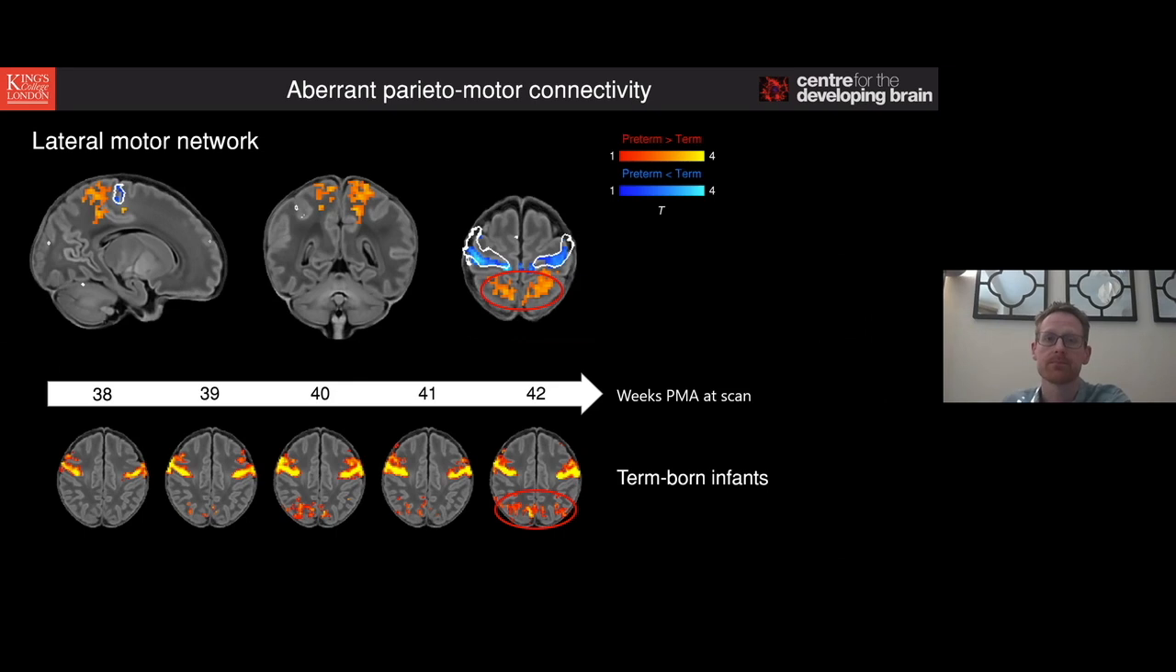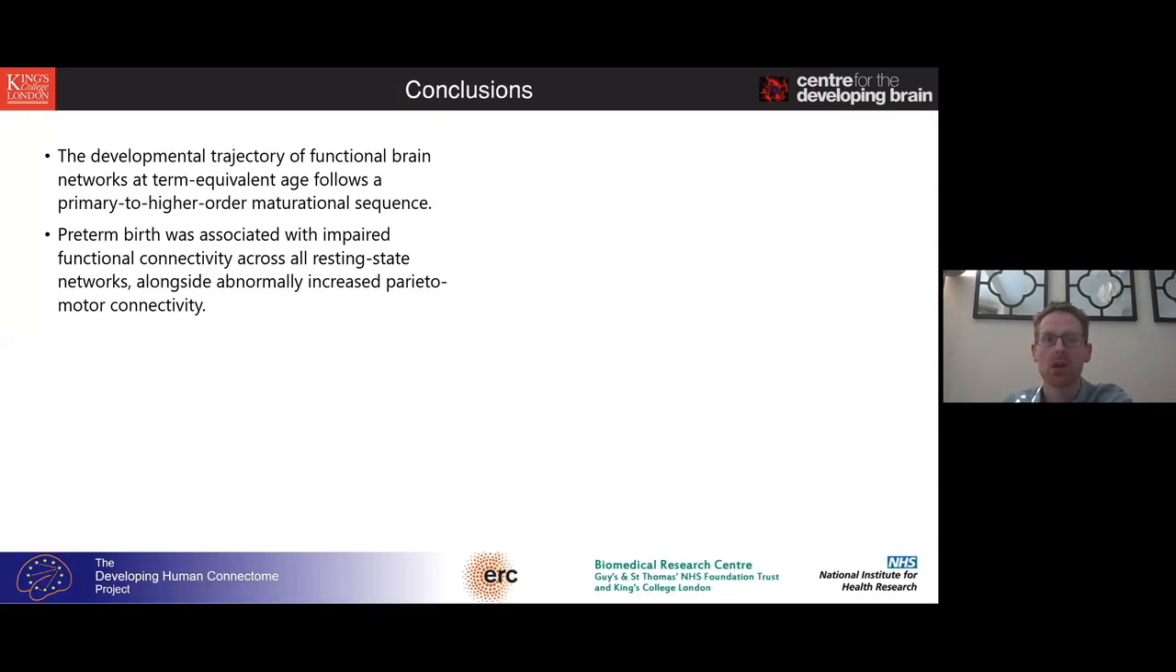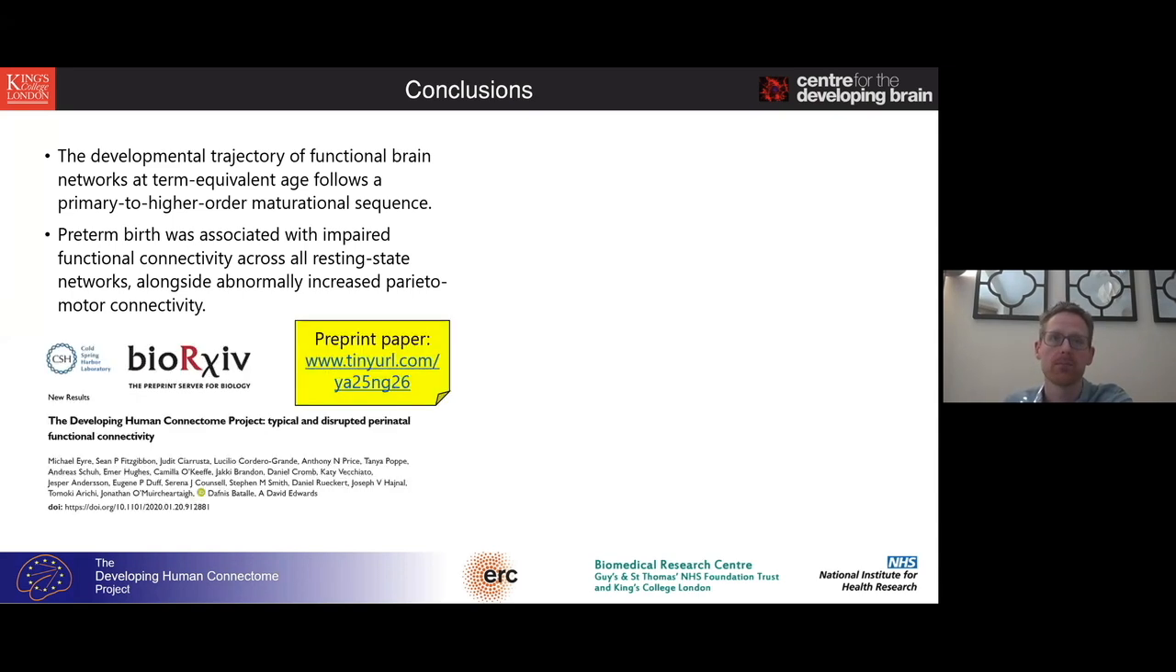So in conclusion, we found a primary to higher order maturational sequence of brain development in healthy term infants. Preterm birth was associated with widespread impairments in functional connectivity and abnormally increased connectivity of the superior parietal lobules within the lateral motor network.